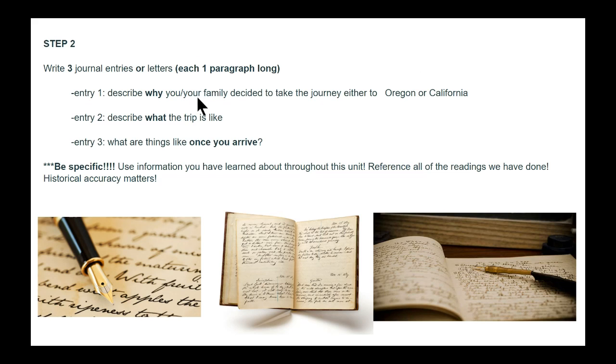And in their first entry, they would be describing why they or their family decided to take the journey. In the second entry, they would describe what the trip was like, making reference to various primary sources that we've examined throughout the unit. And in their final entry, to describe what things were like once they arrived at their destination. And I always ask them to be specific, to use the information that we've learned throughout the unit and reference the readings we've done.